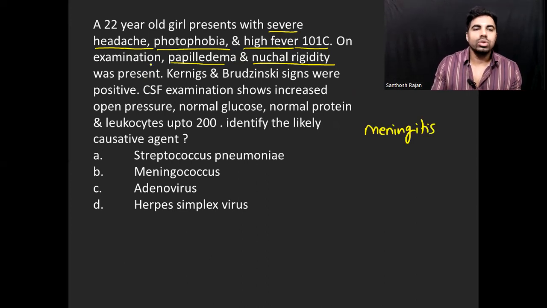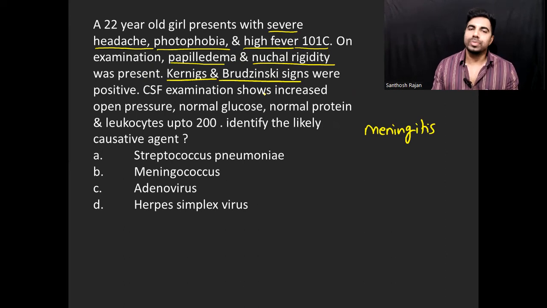Now, what other things do you know? They say Kernig's and Brudzinski's signs are also positive. Those are two maneuvers we do to demonstrate whether the patient is having meningitis or not. So that also came positive. The next was the CSF examination. They did the CSF examination, and what did they find? They found increased opening pressure, normal glucose, normal protein, and leukocytes up to 200.